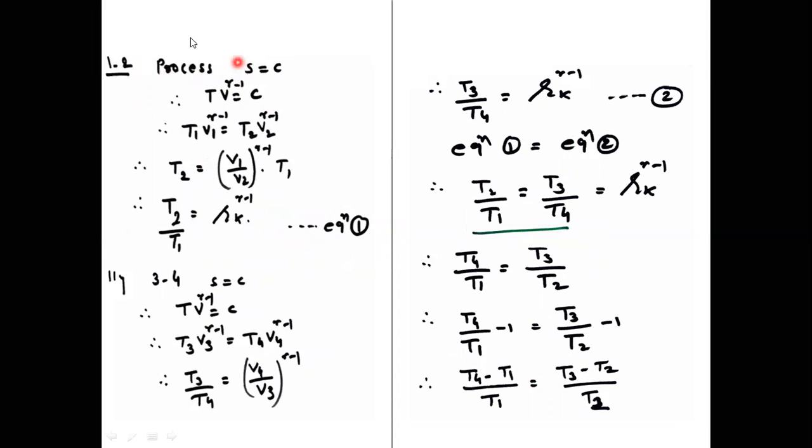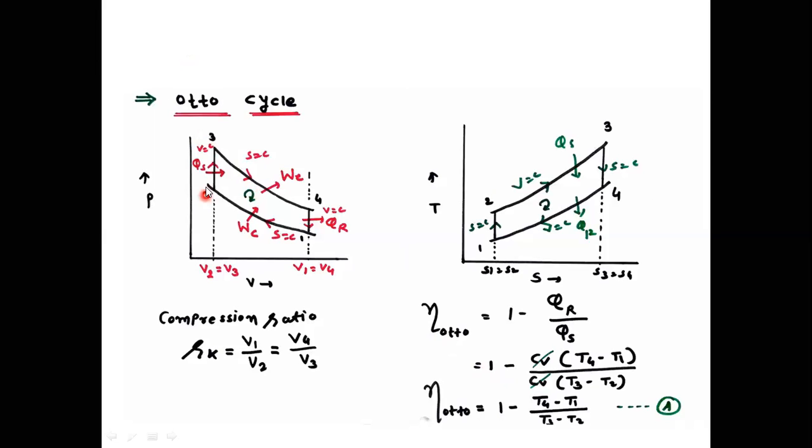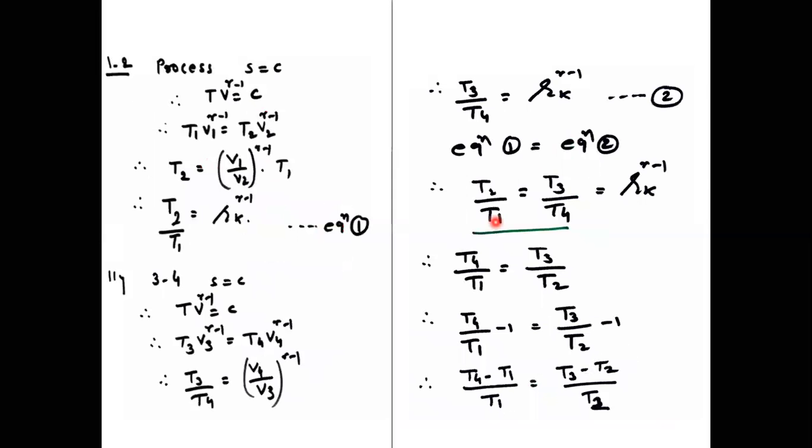Now consider process 1 to 2, which is a reversible isentropic process. You can see in the diagram 1 to 2 here. It's a reversible isentropic process, means adiabatic process. So for an adiabatic process, you can write T V raised to gamma minus 1 is constant. So process is 1 to 2. That is why we can write T1 V1 raised to gamma minus 1 is equal to T2 V2 raised to gamma minus 1. That is why T2 is equal to (V1 divided by V2) raised to gamma minus 1 into T1. Okay.